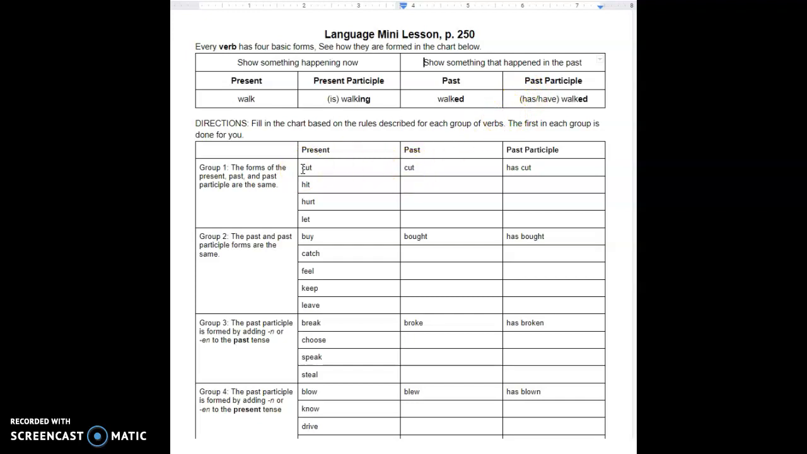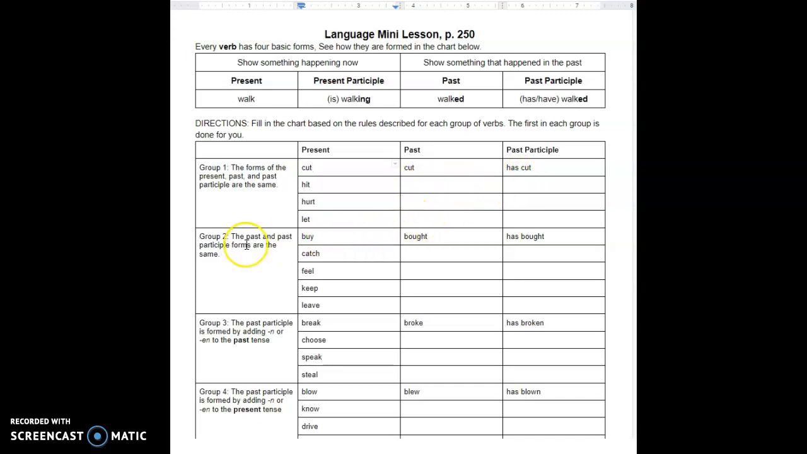So for group 1, the forms of the present, past, and past participle are the same. So the present, cut, like she cut the watermelon. The past, they cut the watermelon for the party. And past participle, she has cut the watermelon already. The same thing is going to go for the word hit. It would just be hit or has hit or have hit.